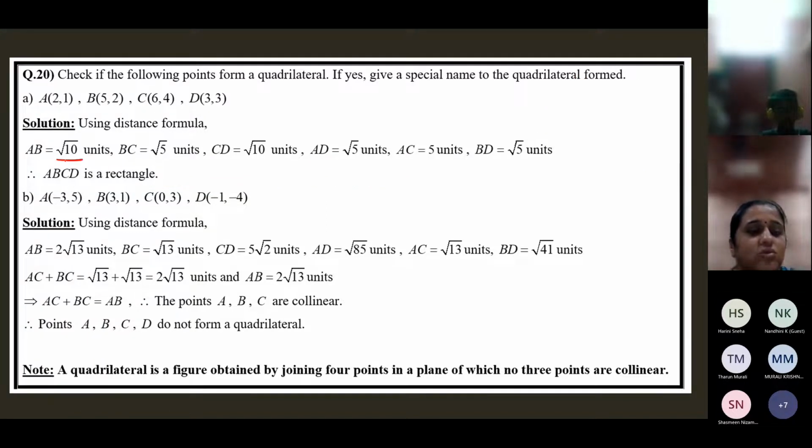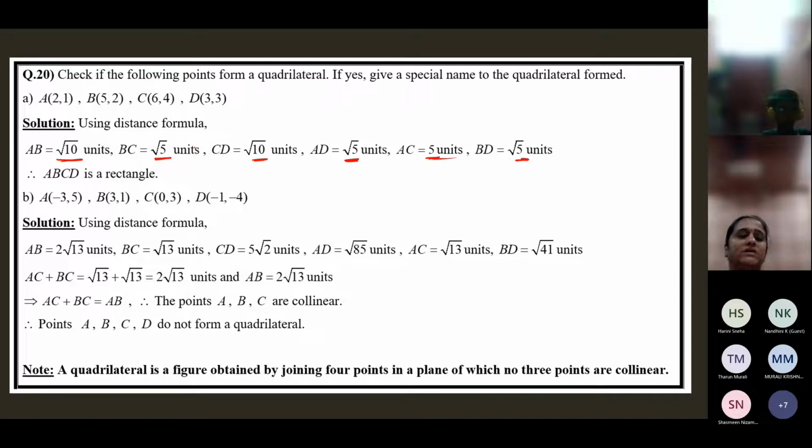We find that AB is root 10, BC root 5, CD root 10, AD root 5, and the diagonals are 5 and root 5. Okay, so what do you observe? Why have we written rectangle? It's not a rectangle. Now, let me not comment. Work this out, children. I don't know if I made any typing mistake. I've written rectangle, but it can't be a rectangle. With these values, it can only be a parallelogram.